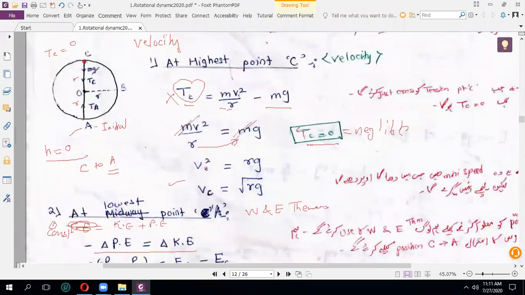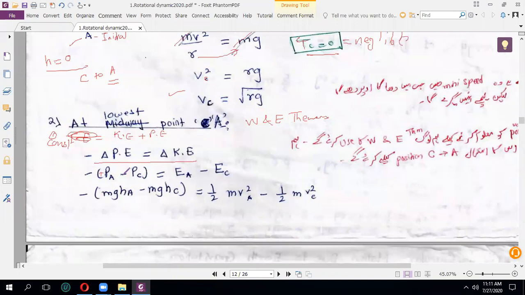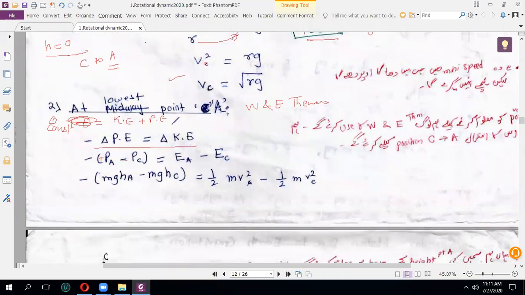Why am I representing a negative sign? Because the object is coming from point C to A, so its height is reducing. At point C, its height is high. When it comes to point A, its height is reducing. That is why the reducing part is represented by a negative sign. Okay, so it becomes PA minus PC. Similarly, kinetic energy is represented by EA minus EC. Now the potential energy formula is mgha minus mghc. Similarly, the kinetic energy formula is half mv square a minus half mv square c.